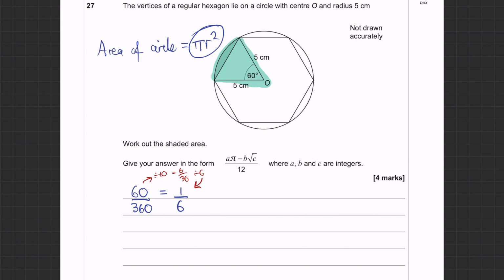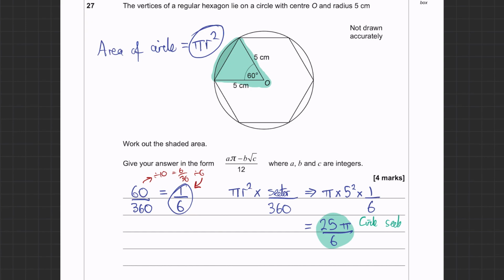So the area of a circle, which is pi r squared, multiplied by the sector angle over 360. Import that information, so we'll have pi, and the radius, as we can see here, is 5, so 5 squared, multiplied by the sector, which we simplified to 1 over 6 here. That will give us 25 pi over 6. So this is our circle sector area.